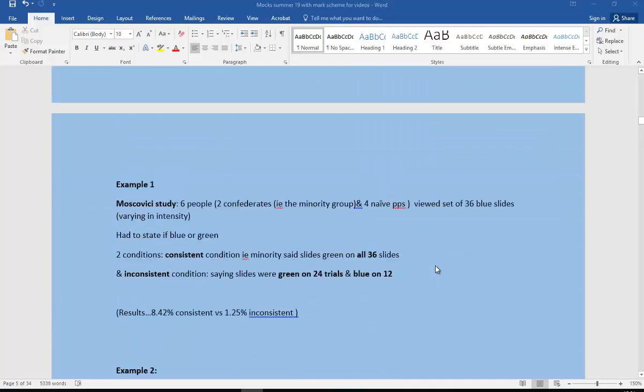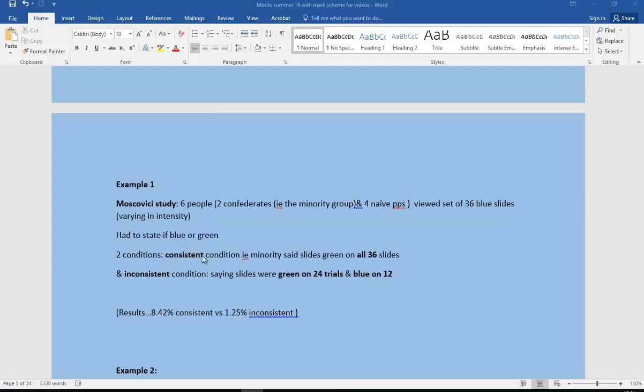This is on minority influence. So probably your best bet is the Moscovici study. Okay, so we've got 6 people: 2 Confederates, in other words the minority, and 4 naive participants. And we want lots of detail wherever we can on the method used. So they viewed sets of 36 blue slides, which were varying in intensity. They had to then state if the slides were blue or green.